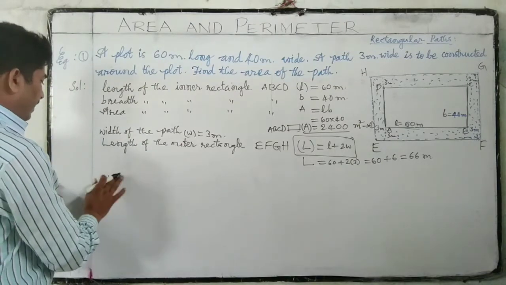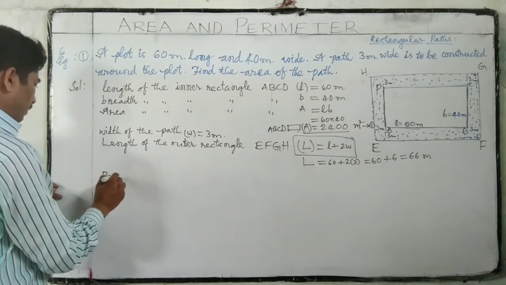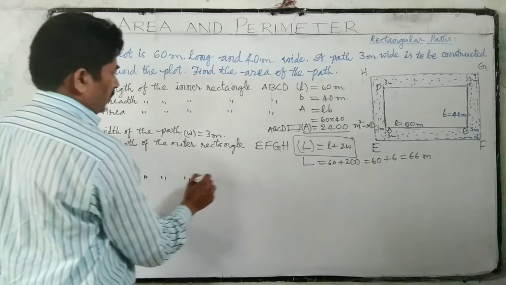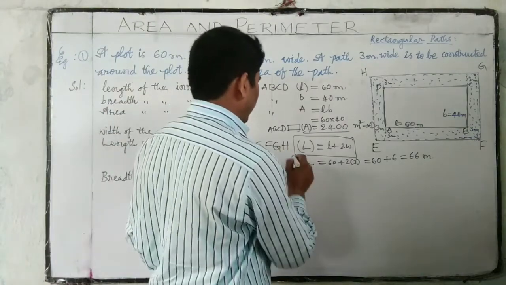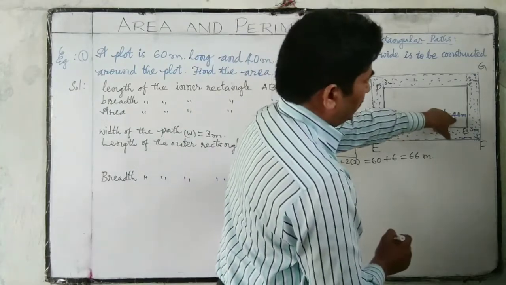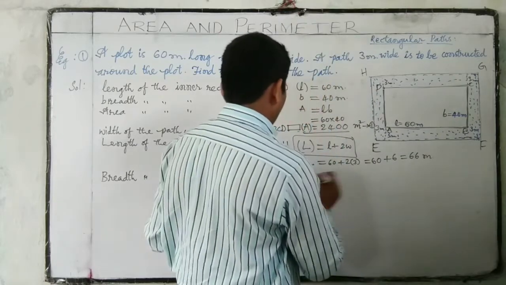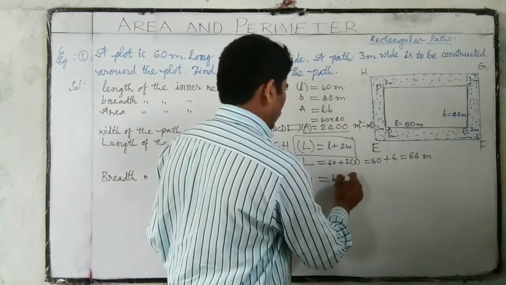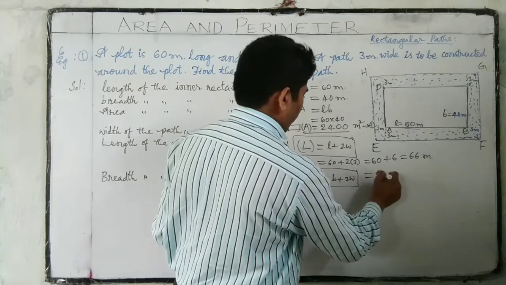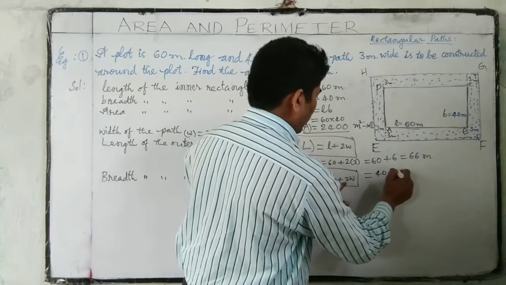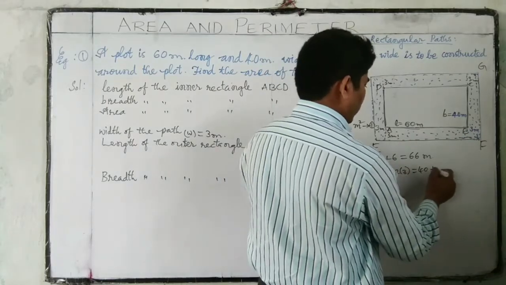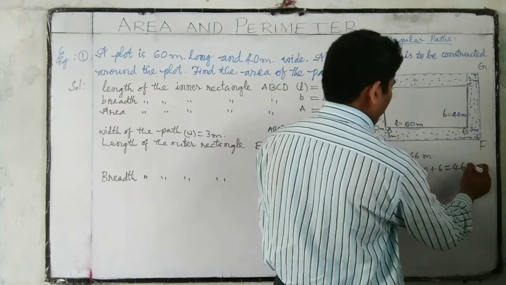Next, breadth of the outer rectangle EFGH, capital B is equal to breadth of the inner rectangle plus 2W. This is the formula, small b plus 2W. 40 plus 2 into 3, 40 plus 6, 46 meters.